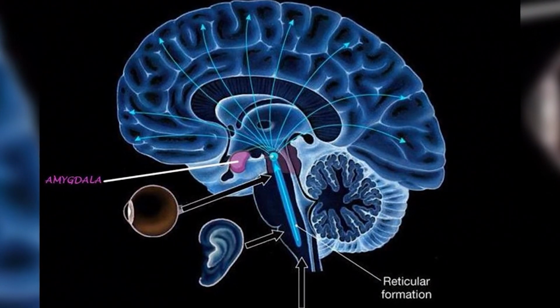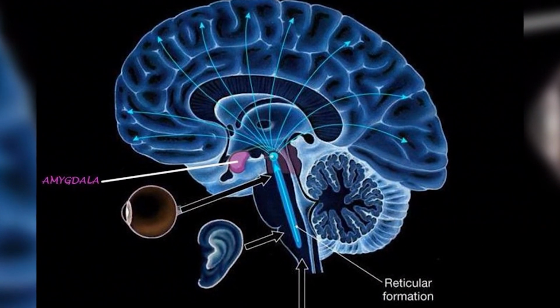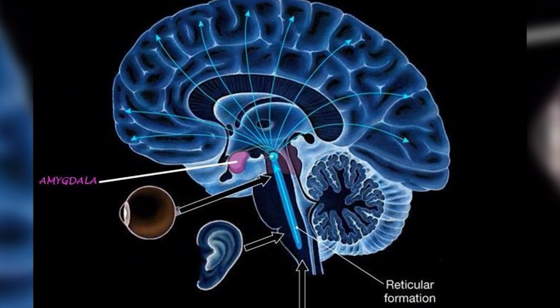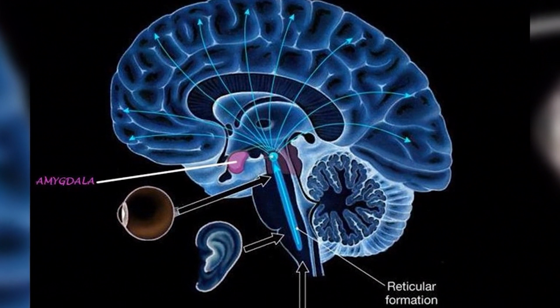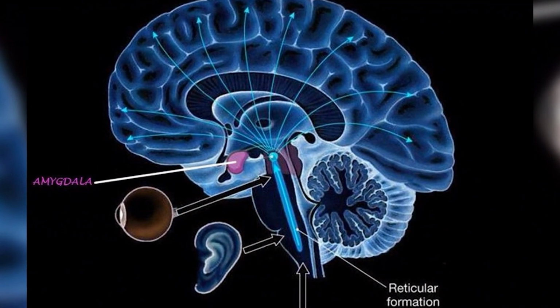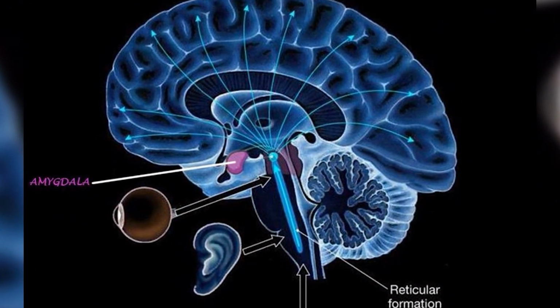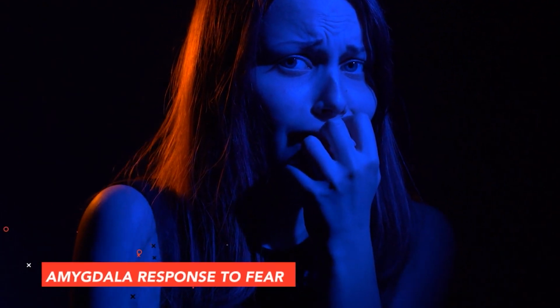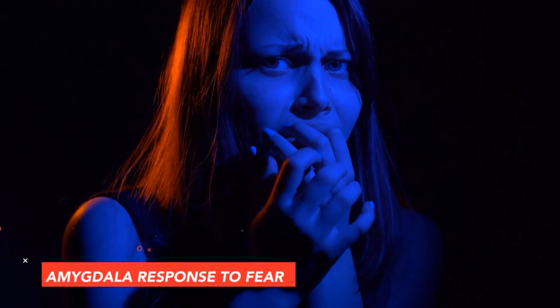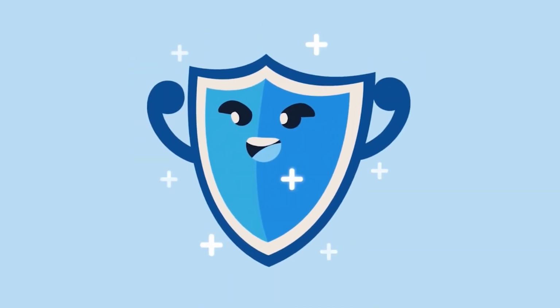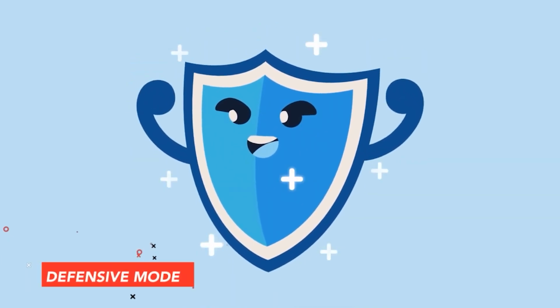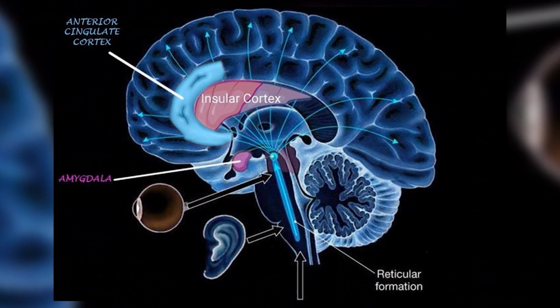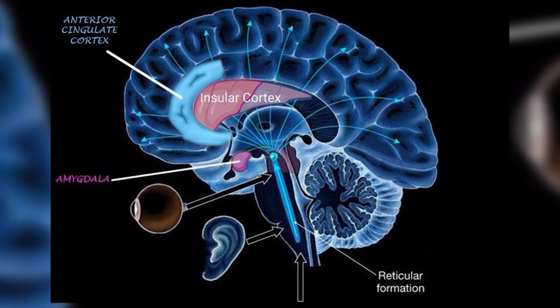Now, when it comes to the processing of threatening stimuli, our good old amygdala jumps in. This almond-shaped part of our brain is a key player in our emotional responses, especially fear. When you spot a potential threat like a disapproving gaze, your amygdala lights up, signaling your body to go into a defensive mode.